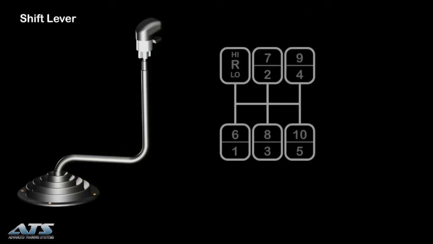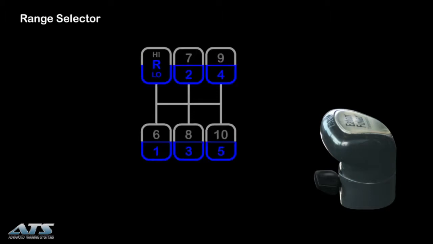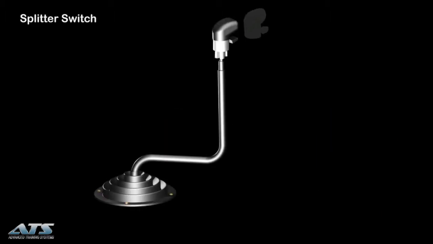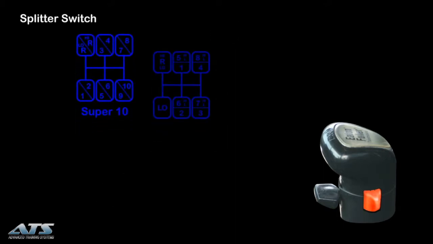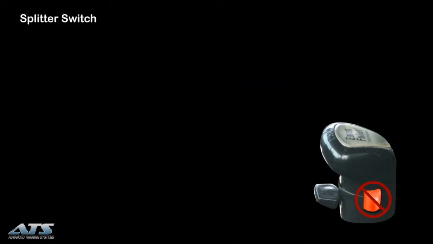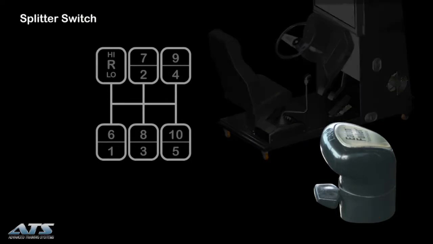You move the shift lever in a specific pattern to change gears in the transmission. Range selector. The range selector switch is below the shifter knob and is used to move between the high range gears and low range gears in the gearbox. This way, the same shift lever position can be used for more than one gear. Splitter switch. On some manual truck transmissions, in addition to the range selector switch, there's also a splitter switch on the shift lever knob. The splitter switch is used on the Super 10, 13, 15, and 18-speed transmissions. Since the splitter switch is not used on a regular 10-speed transmission, which we're using in this simulator, it's not present here.